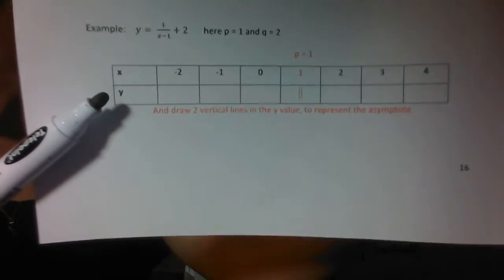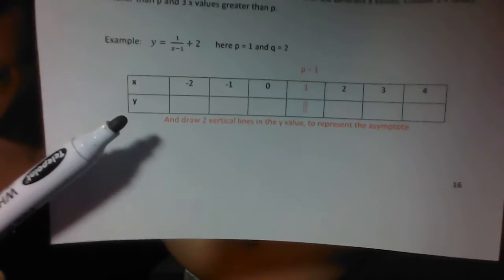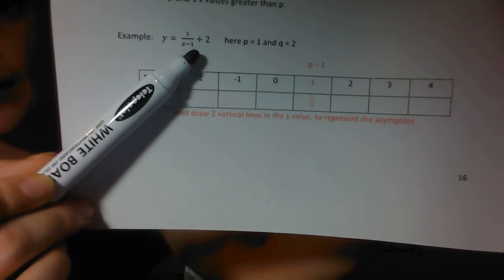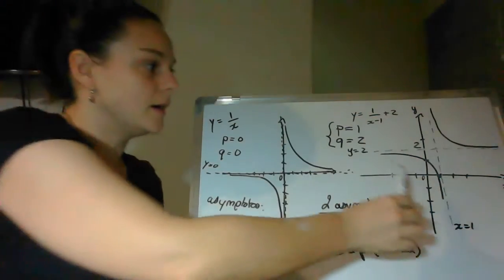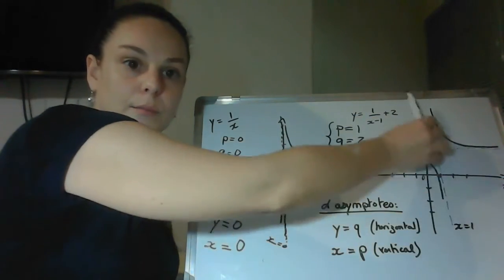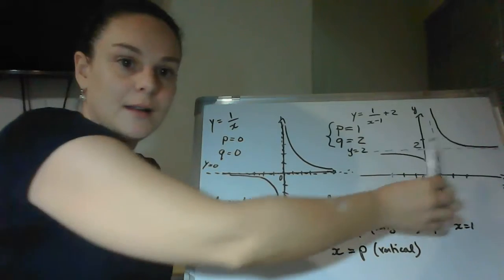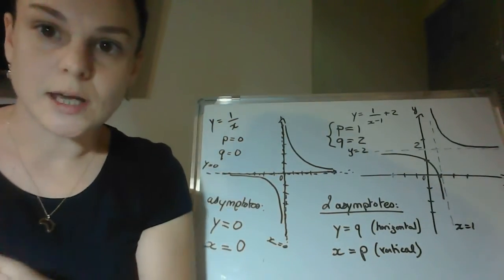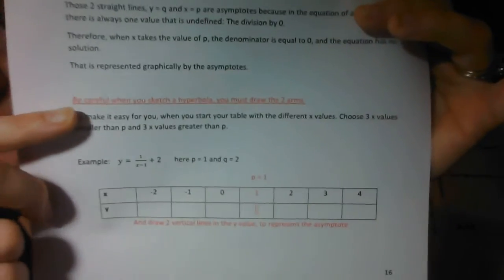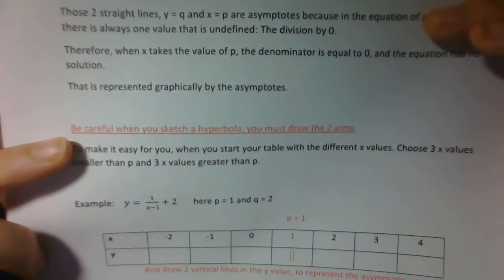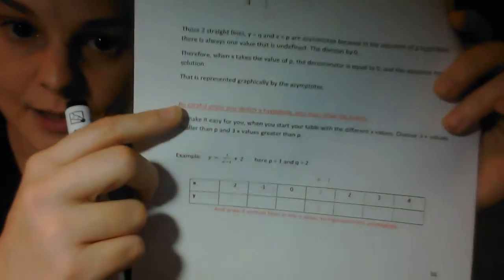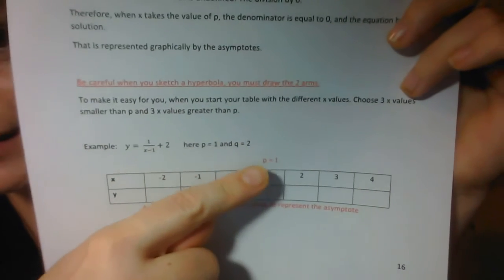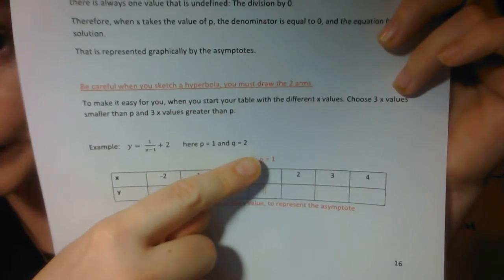To make it easy, when you take your table at the beginning when you want to sketch your graph, you're going to think first, where is your p value? Because your p value is going to be the midpoint, splitting right and left. So, when they ask you to sketch a hyperbola, you must be careful. Alright? So you select your x's. The first one that you're going to select is your x equals to your p.